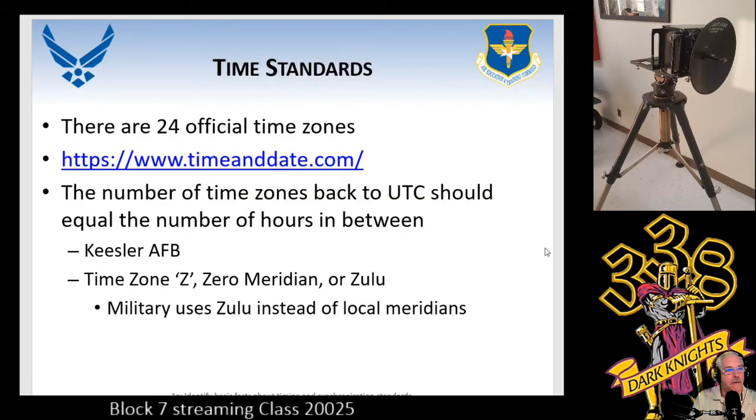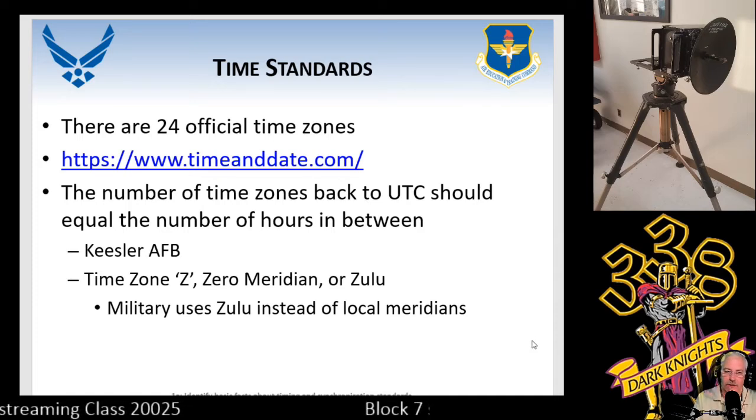So let's take a look back at our lovely slideshow here. You'll notice it says time zone 0, 0 meridian, or Zulu. Always remember you're going to have local time in the shop and you're going to have Zulu time, because most of our missions are based off of Zulu time. If you had everybody trying to go by their local time, it would be crazy trying to figure out what's going on. So Zulu time is what we follow in the military.